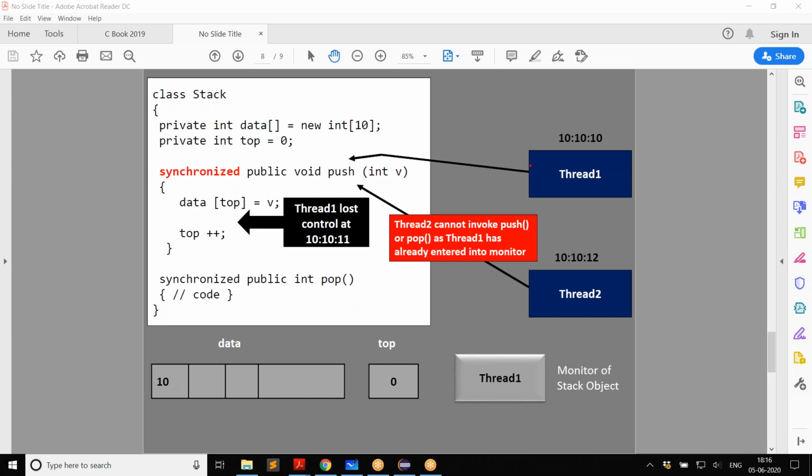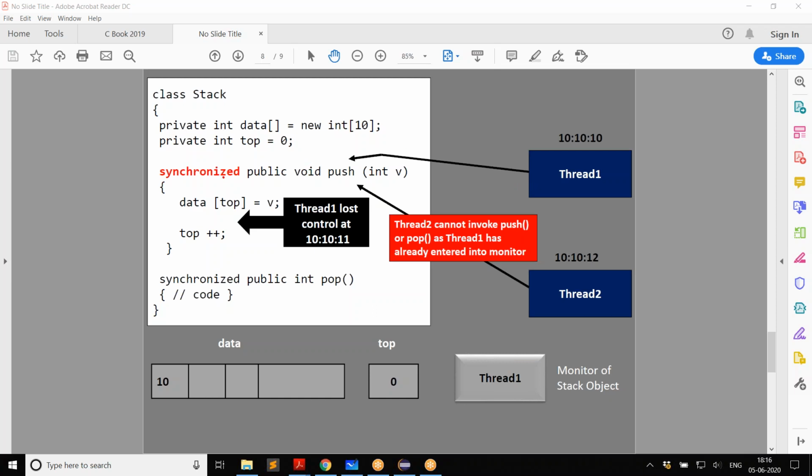When thread 1 wants to enter into the push method, again let's assume at some time point, 10:10:10. When thread 1 is trying to enter into the push method, Java is going to check whether the monitor associated with the object is empty. If the monitor is empty, then the thread will be put in the monitor. The monitor is now associated with thread 1. Only after a thread enters into the monitor, it can enter into the push method.